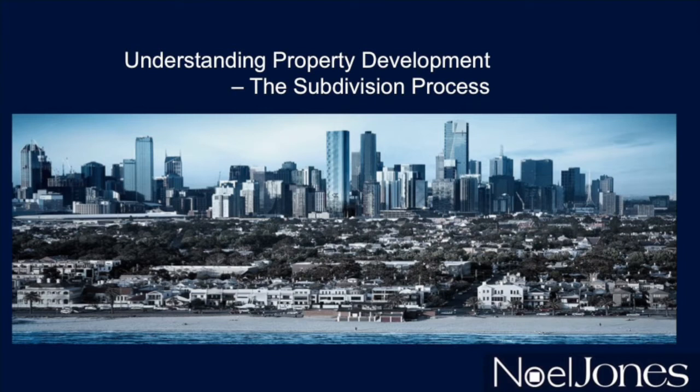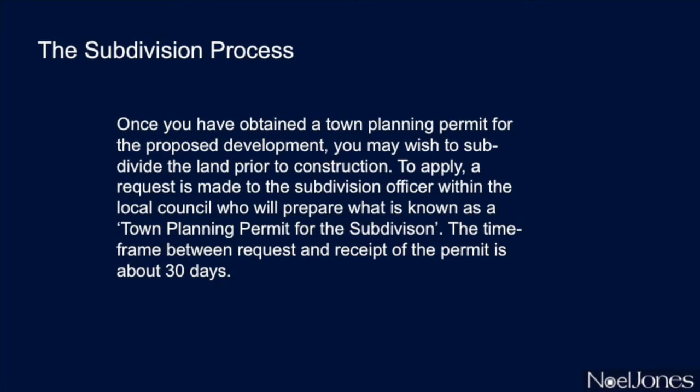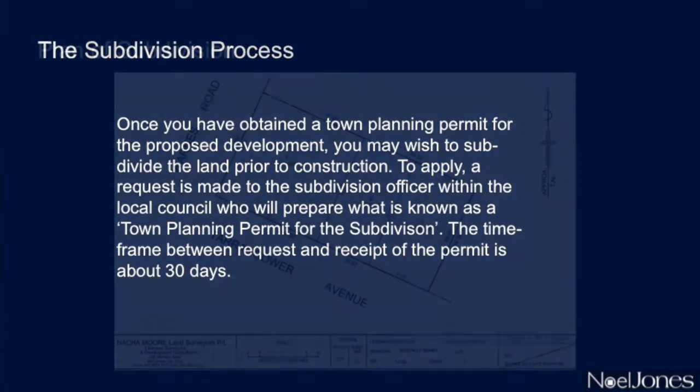The banks and lending institutions often prefer the subdivision to be undertaken prior to the development. Once you have obtained a town planning permit for the proposed development, you may wish to subdivide the land prior to construction, and to apply, a request is made to the subdivision officer within the local council to prepare what is known as a town planning permit for the subdivision. Now, the time frame between request and receipt of that permit is about 30 days.